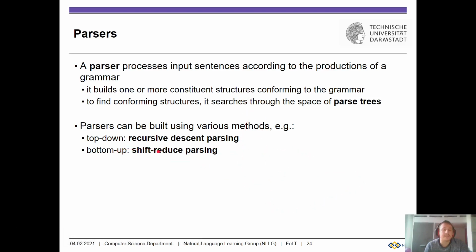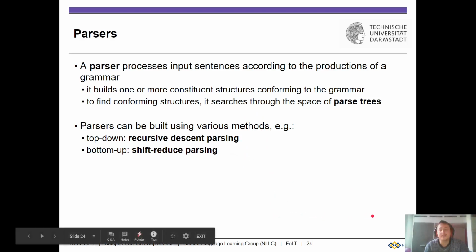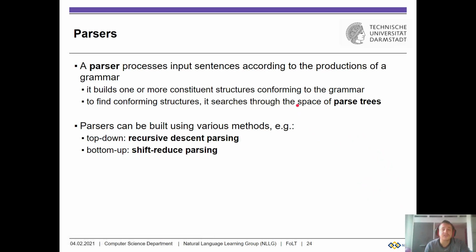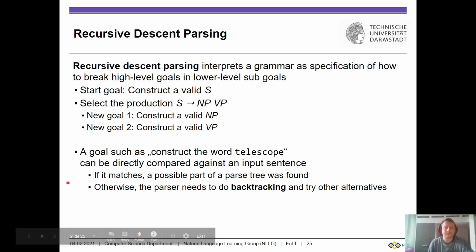And a bottom-up parser starts out at the leaves, so it starts out with the words, maps them into their part of speech, for example, and then recursively builds higher structure until it reaches the top. So we start out with recursive descent parsing. Recursive descent parsing interprets a grammar as a specification of how to break high-level goals into lower-level sub-goals.